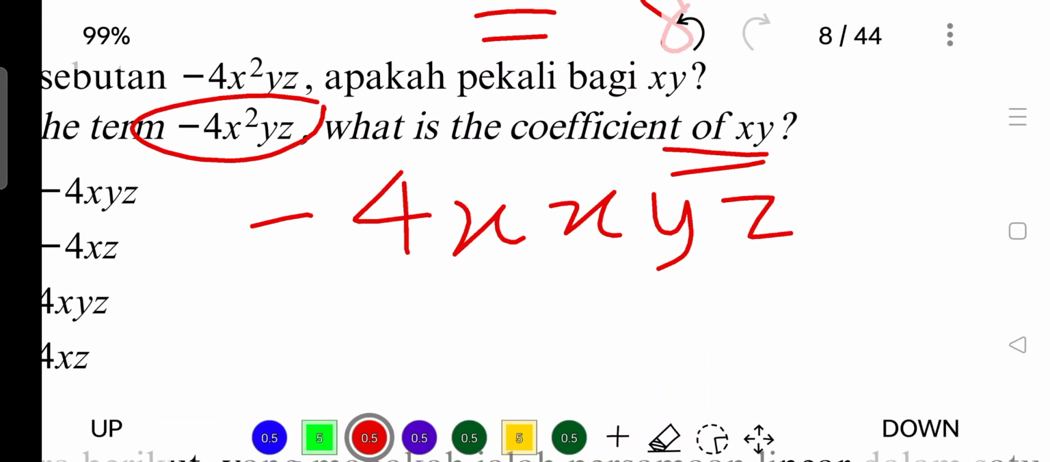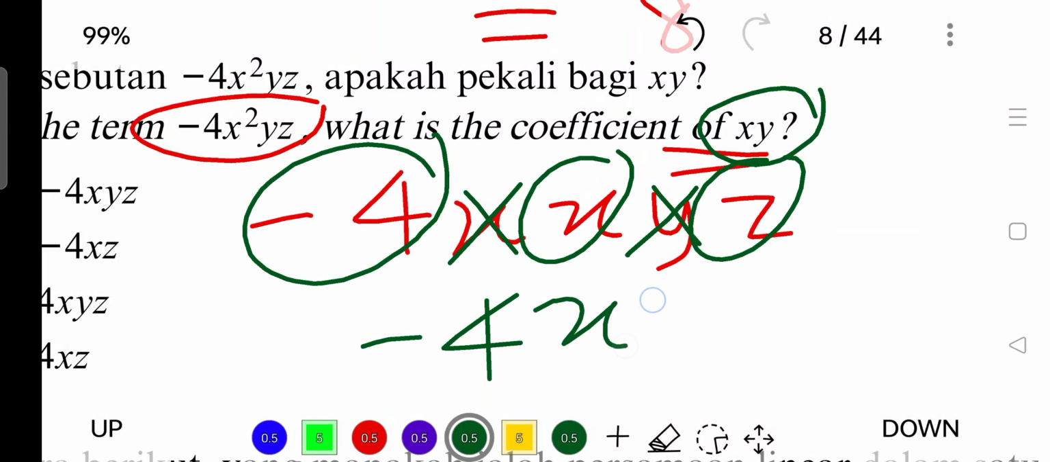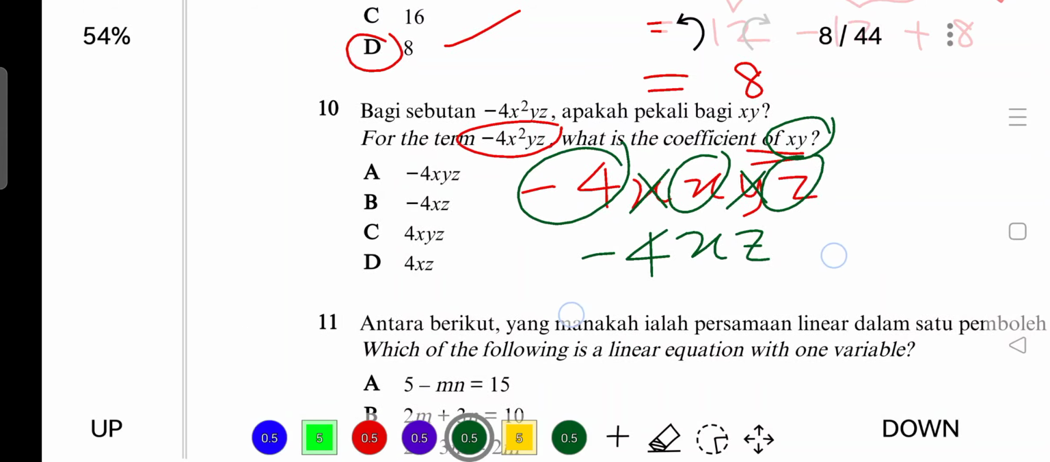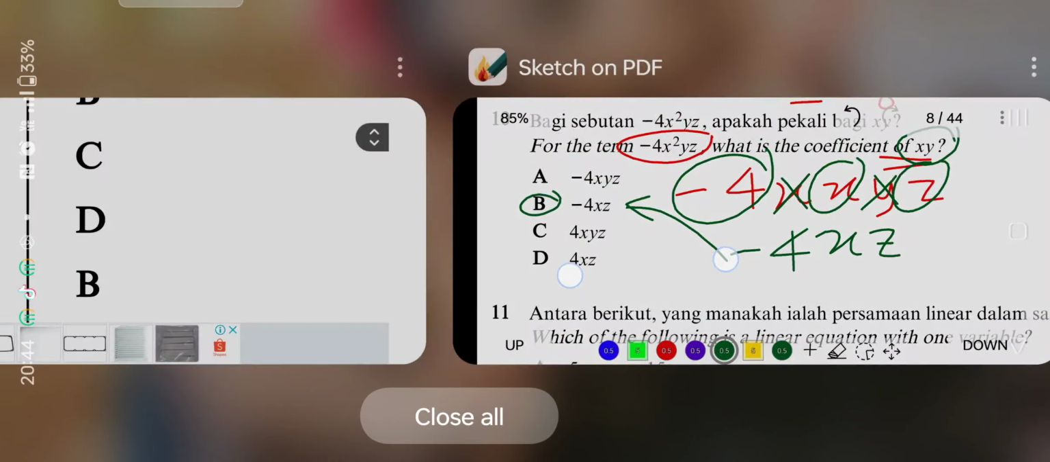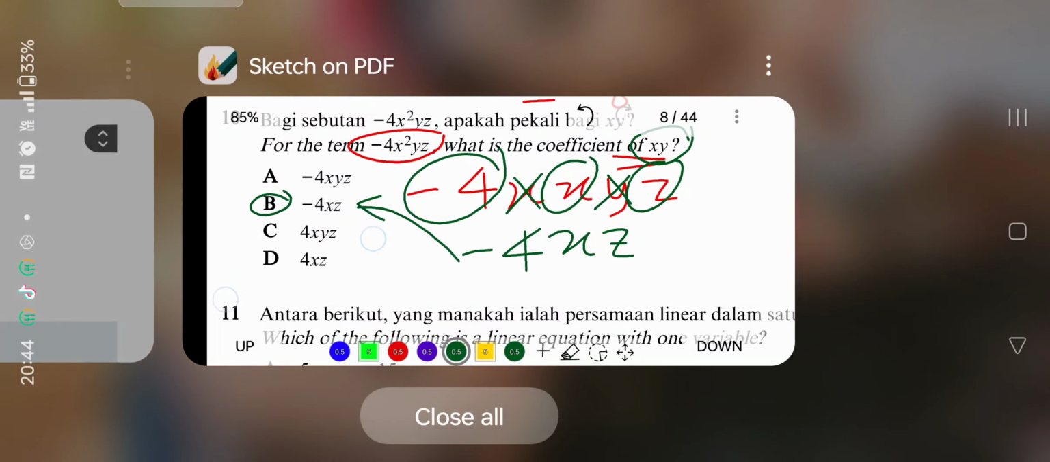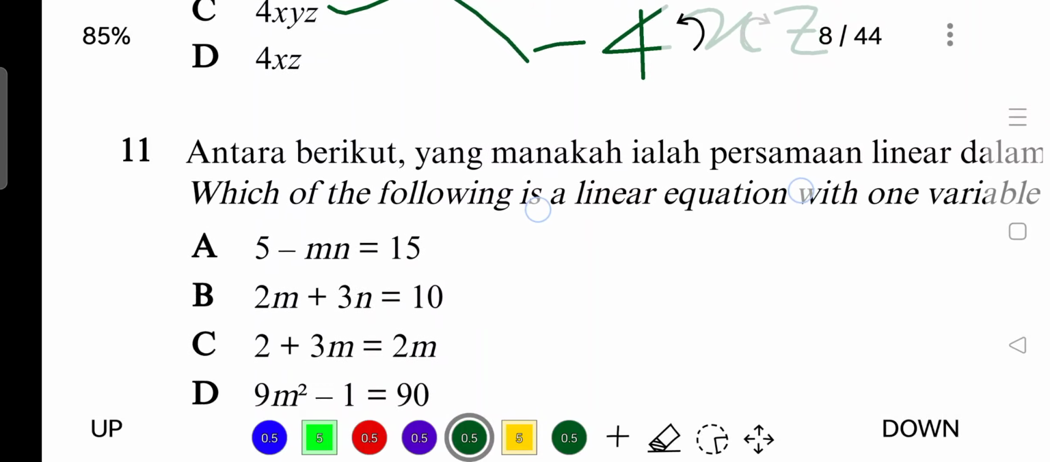Next, they ask for the coefficient of x and y. What I'm going to do now is chop off this x and chop off this y, and the remaining parts, I'm going to bring them together. That would be my answer, which is B. Is that clear? Answer is B, right? Number 10. Yay! Okay, so far we are about halfway done.